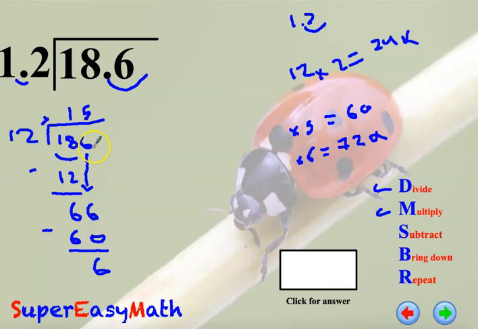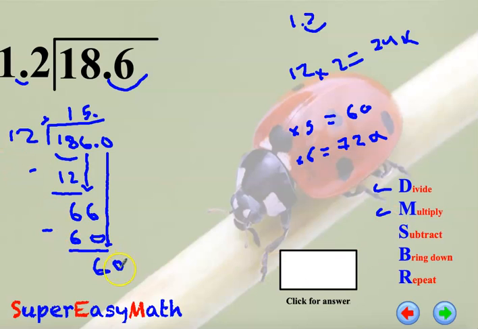Now we have no more digits to bring down, and the remainder is not equal to 0. So we will put a decimal point here, add 0, then raise this decimal point to the quotient and bring down the 0. And repeat the same process.